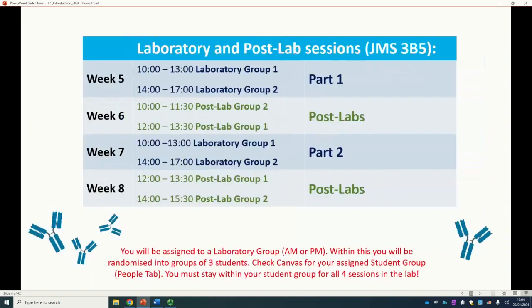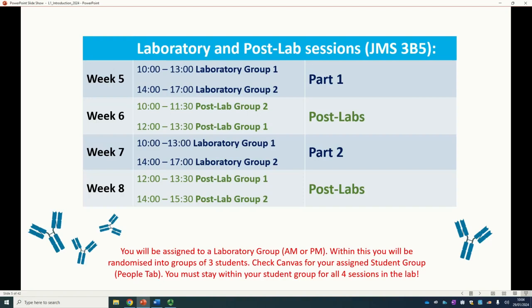I mentioned the laboratory session. There are actually 4 parts to this. There'll be part 1 in week 5, and then an associated post-lab the following week. And then in week 7, there'll be part 2 of the practical, and the following week an associated post-lab. There'll be a morning session and an afternoon session, so you'll be allocated to one of those laboratory groups. And within that, you'll be assigned to a randomized group of 3 students.